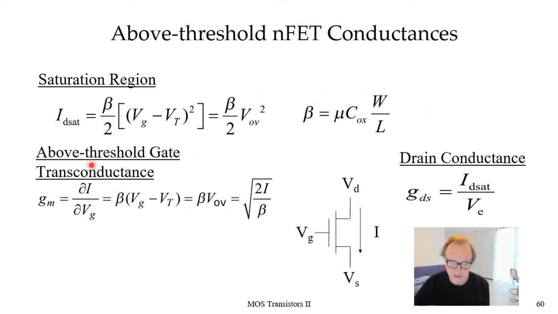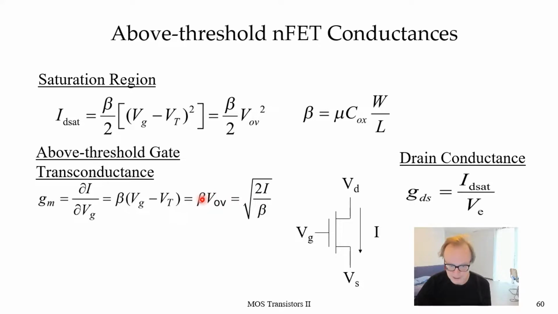And now let's calculate the above threshold gate transconductance. Again, you just differentiate with respect to the gate voltage here. When you differentiate this with respect to gate voltage, you get back just the overdrive. The 2 here cancels the 2 here, and you find out that the above threshold transconductance is beta times the overdrive. It's simple.